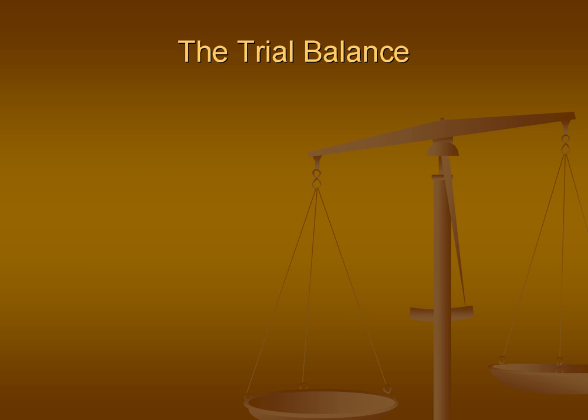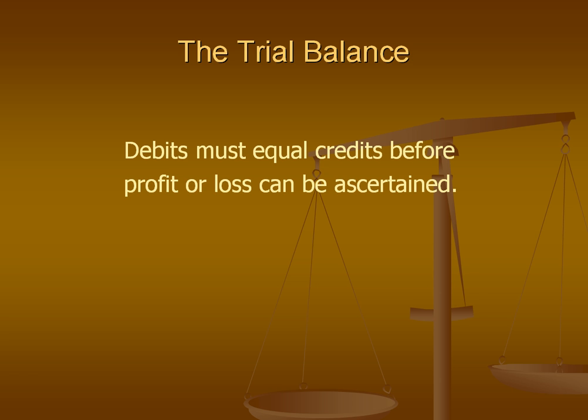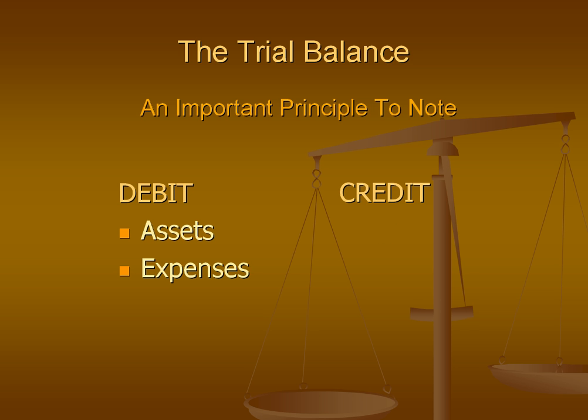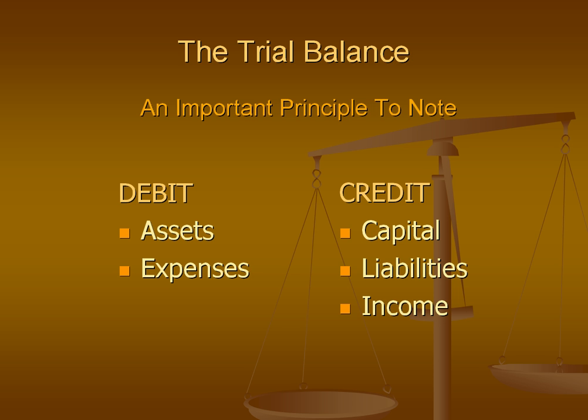Remember, in the trial balance, debits must be equal to credits before profit or loss can be ascertained. An important principle to note is that the debit side includes all assets and expenses such as rent, insurance, wages, purchases, returns inwards, and discounts allowed. The credit side includes all capital, liabilities, and income such as sales, returns outwards, and discounts received.